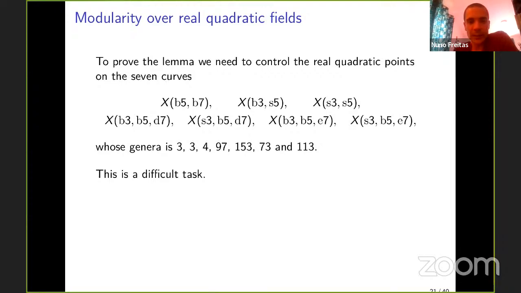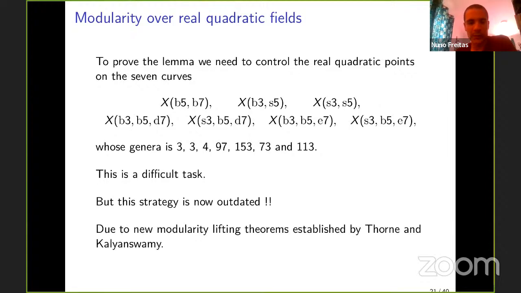There's still a lemma, and the lemma says that we need to control the real quadratic points on 7 modular curves. But these modular curves are of high genus, and this is a difficult task. But due to the latest developments in modularity lifting, this task is now outdated. This is due to modularity lifting theorems established by Thorne and Kalyanswamy. So instead of trying to pursue that task, let's see what new information we get out of the latest modularity lifting theorems.